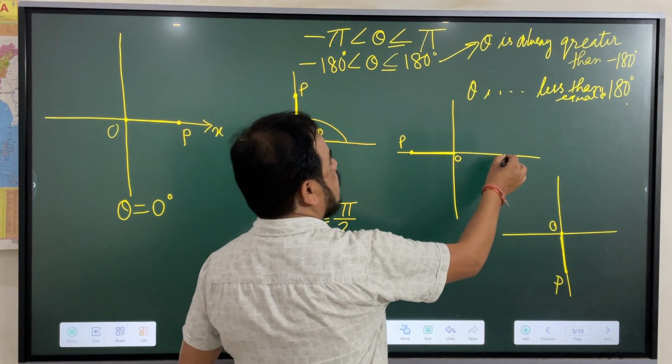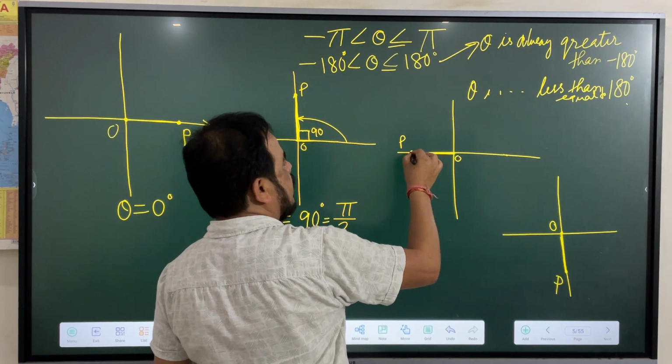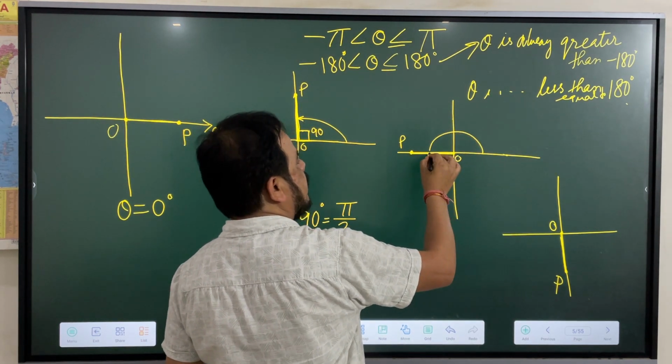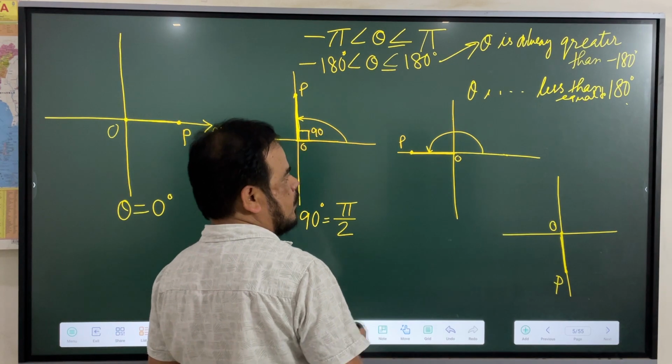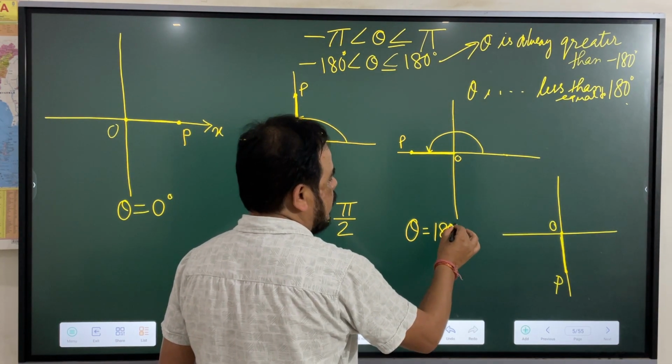In the second diagram, OP was here and now it has come here. That means this much movement is there. So this is 180 degree. So here theta will be 180 degree.